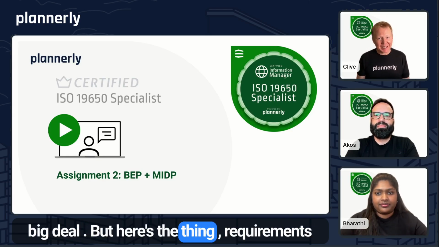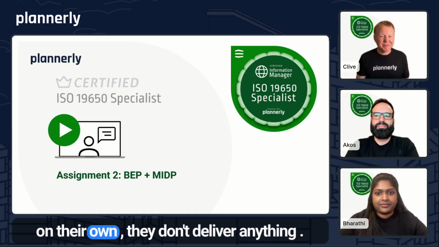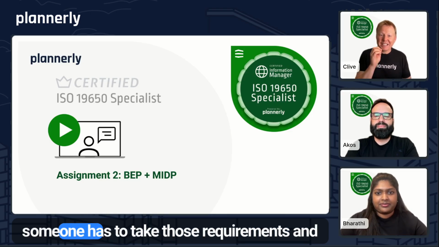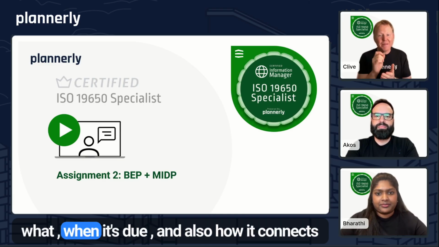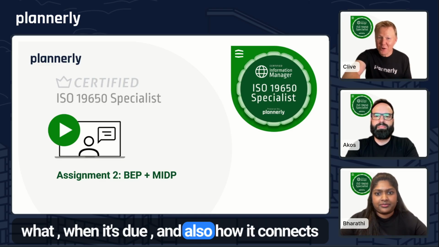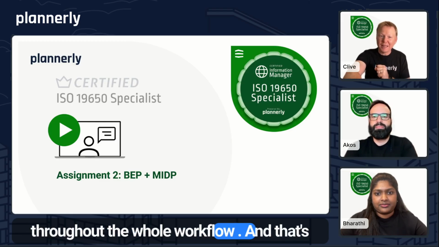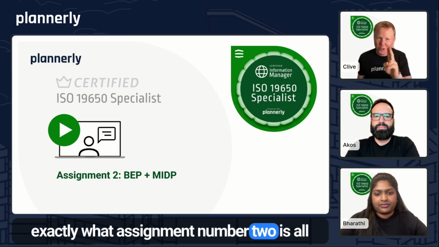But here's the thing, requirements on their own, they don't deliver anything. Someone has to take those requirements and turn them into a plan, a real plan: who's doing what, when it's due, and also how it connects throughout the whole workflow. And that's exactly what assignment number 2 is all about.